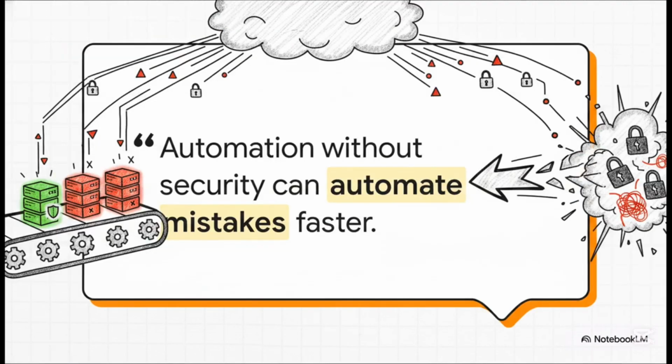But hey, before we get too excited about all this deployment speed, we need to remember this fundamental rule. Automation without security can automate mistakes faster. If you automate a flawed, unsecured system, you're not helping yourself. You are literally just scaling your vulnerabilities at lightning speed.